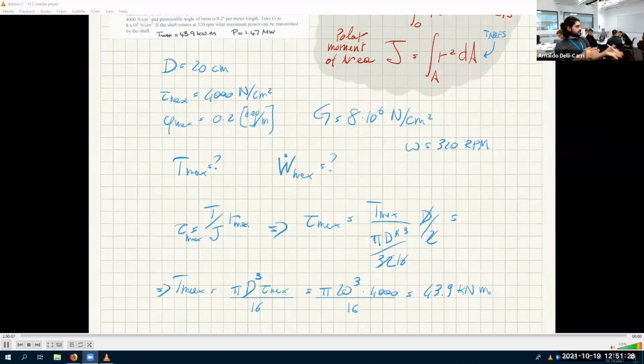Of course, you get this in centimeters. You get this in Newton centimeters, which you can turn into kilonewton meters. Can you please check if this is correct? It should be.